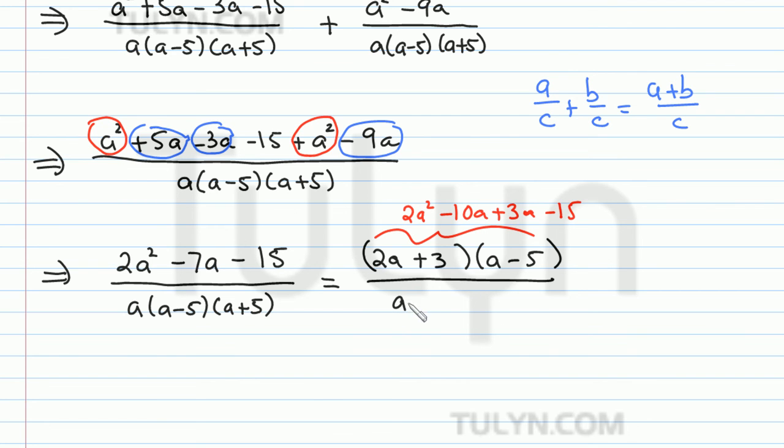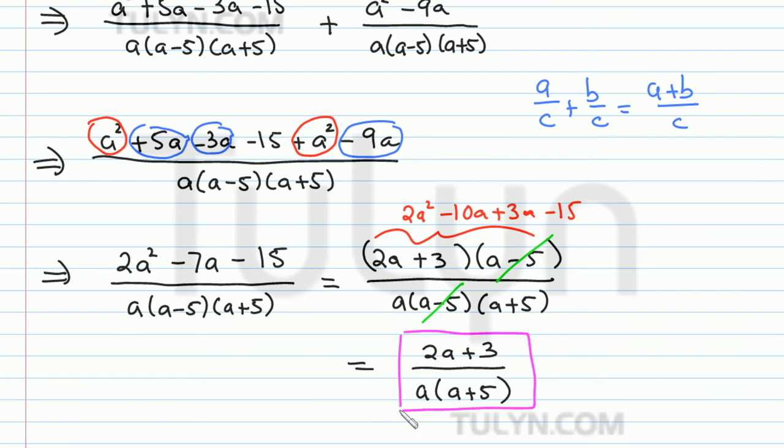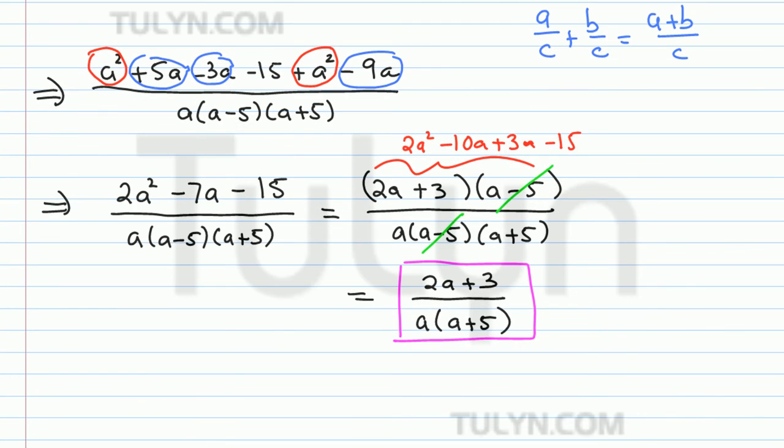And then in the bottom, we get a minus 5, a plus 5. So now there's an a minus 5 in the numerator and the denominator that we can factor out and cancel. So what's left over is 2a plus 3 over a times a plus 5. And since there's nothing more to do, this is the final answer. And you don't need to worry about distributing that a back into the denominator because it's just going to give you extra work without giving you any more information. So you can just leave it like this.